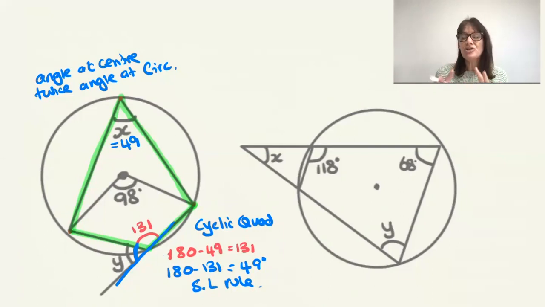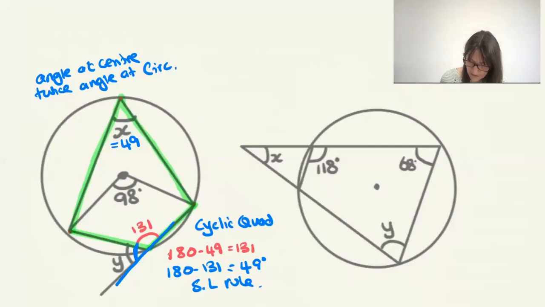On to the second question, and hit play when you're ready, please. So what am I looking at? They've given me the center point, but there's no lines going through it, so not a useful piece of information. I can see here that I have a cyclic quad, so I can work out my y fairly easily. So I might as well do that one first.